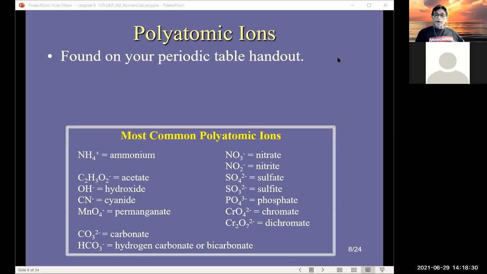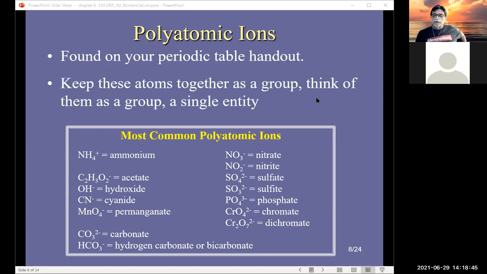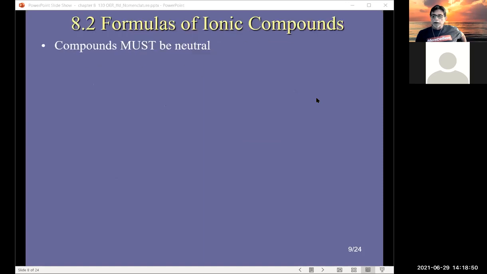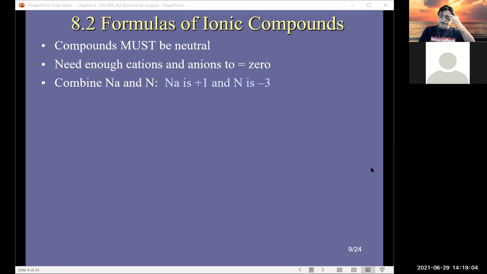All right, now polyatomic ions. Here's the table. They have their own particular charge. Okay, and as I stated before, if we need to use more than one, we have to keep them together, and we put parentheses around it to show that we need more than one. When we put these together at this point in time, the compounds must be neutral overall, so we have to add enough cations and enough anions so they equal 0. We're going to start with that.